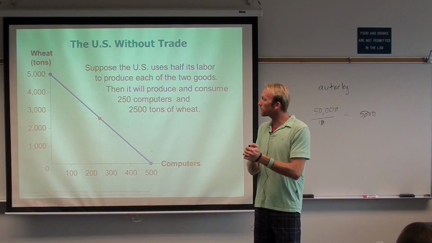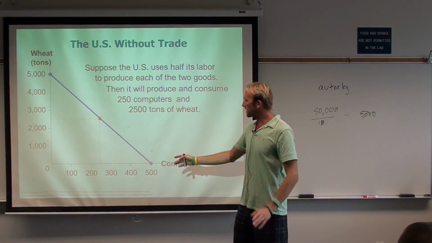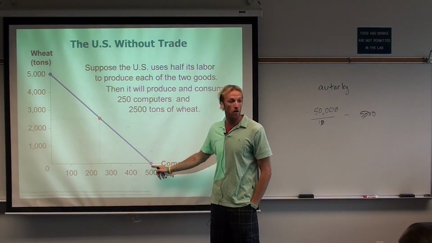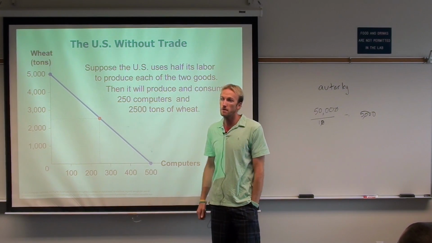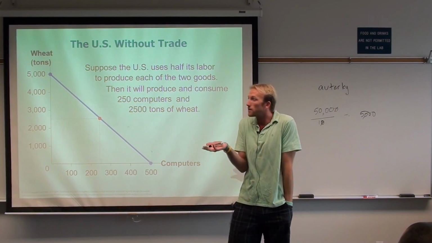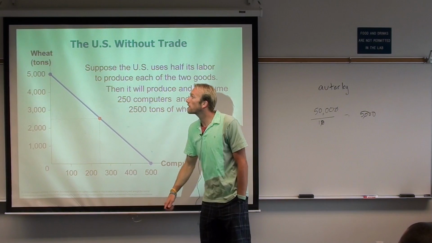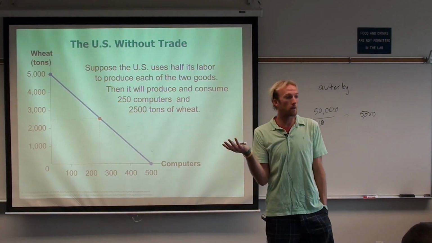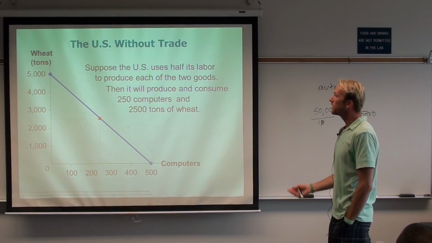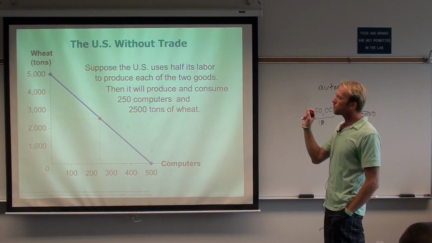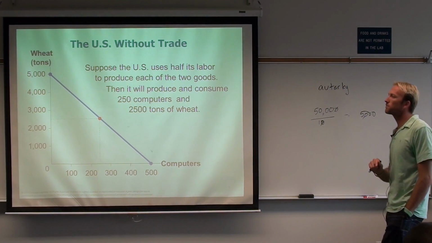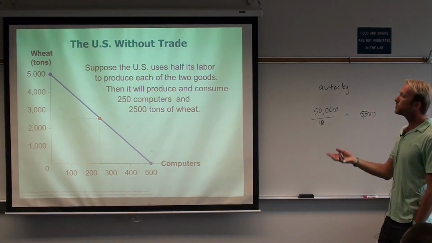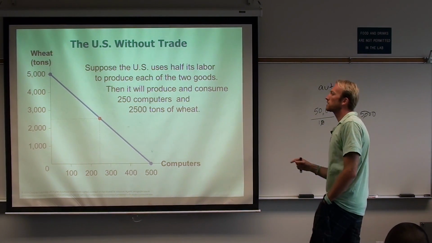So we probably need both. You probably won't find the country producing all the way down here at 500 computers, because then what would they eat, right? You probably won't see them producing all the way at 5,000 tons of wheat, because then how would they play World of Warcraft? I don't know, if they don't have computers, right? So I think it's a reasonable assumption to suppose they produce 2,500 tons of wheat and 250 computers.